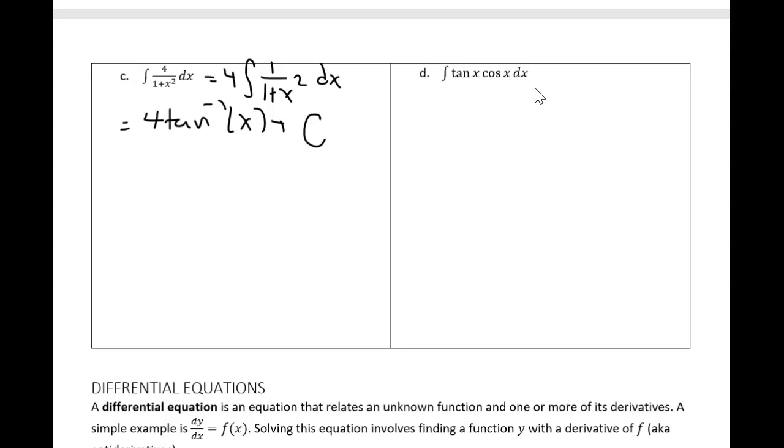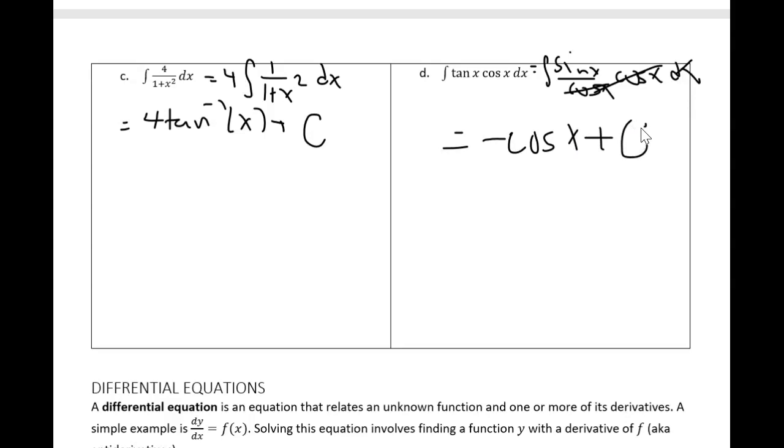Now this one, you might be thinking, how do I integrate the product? And really the short answer is right now, we don't. This can be trigged just a little bit, where we know that tangent is the same as sine over cosine. So we have sine x over cosine x times cosine x dx. And those cosines cancel out. So really this is just the integral of sine. And the integral of sine is negative cosine plus c. And that's just because the derivative of cosine is negative sine, but we're looking for a positive sign. So that introduces that extra negative.